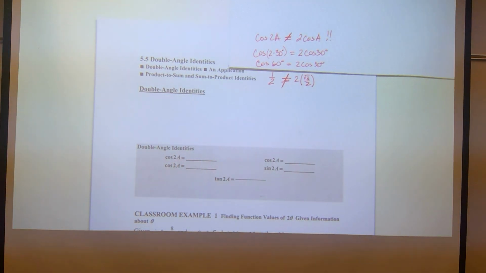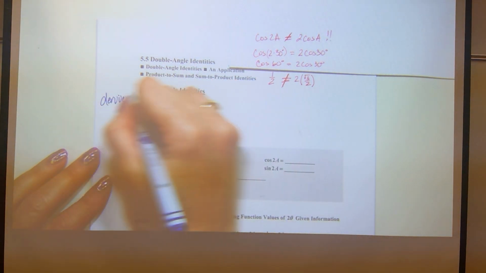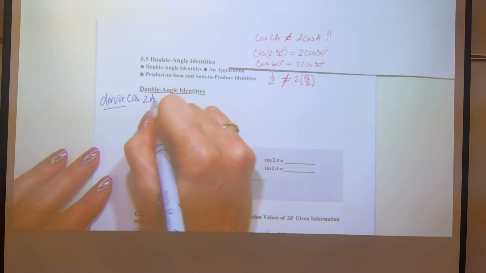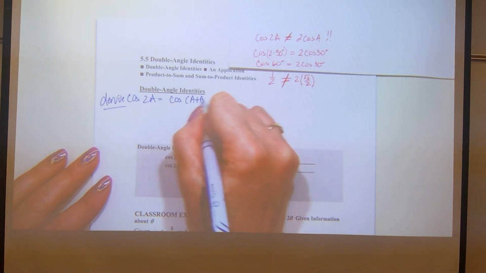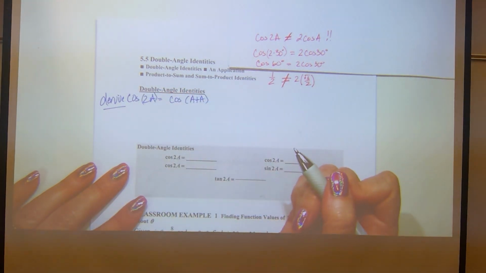Now we are going to take a second to derive our first double angle identity so that you see how to do it. Actually, we're going to derive all 3 cosine double angle identities. We're going to show how that works, but we're not going to do the others. Let's start. Derive cosine double angle. Cosine double angle is the same thing as saying cosine of a plus a. That makes sense, right? A plus a is 2a. So the cosine of 2a is the same thing as the cosine of a plus a.